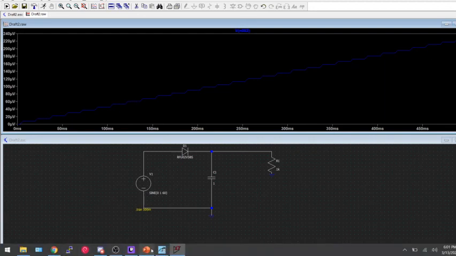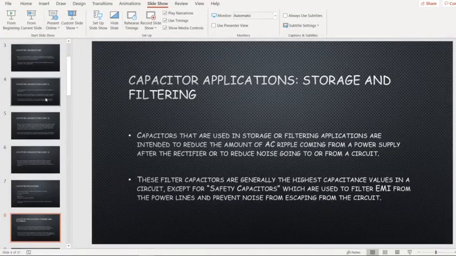Now, I will move on to the next one. And that's basically what the storage and filtering capacitors do. And essentially, when we're looking at circuits, the outputs are generally filtered with a capacitor that's in a configuration called shunting, which is essentially just the same way that you just saw it. It's connected to ground and tied to the output.